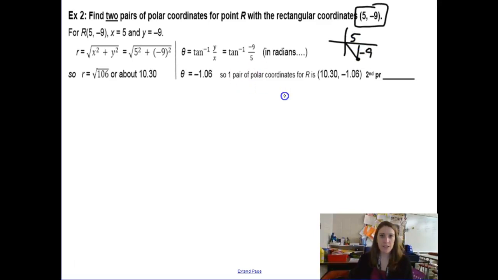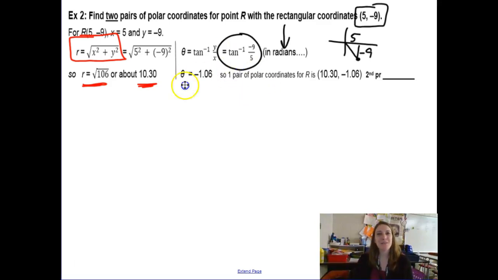And then what they did is they set up this formula to find r, which is pretty basic. You can either leave it as a radical or an approximation. And then they set up the inverse tangent of y over x. But this is in radians, remember, for polars, so radians. The formula we've been using has pi. If you choose to do it in degree mode, that's fine. Just remember you're in degree mode and label accordingly. So when they type this in the calculator, they get negative 1.06. So this is a great answer.